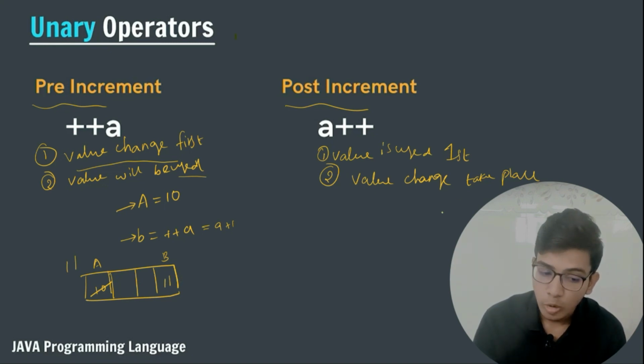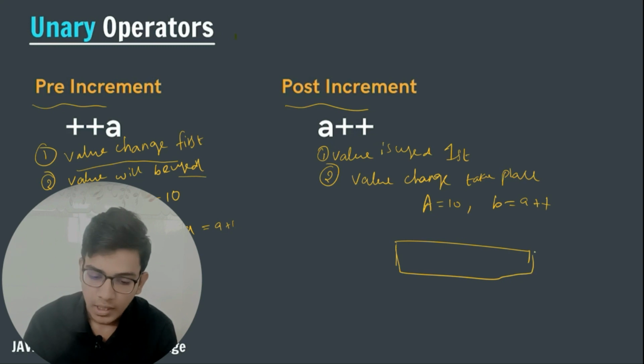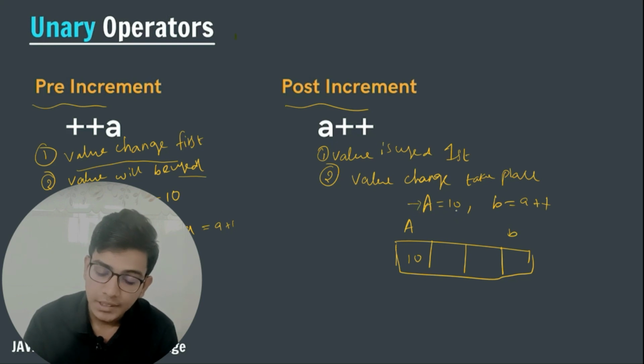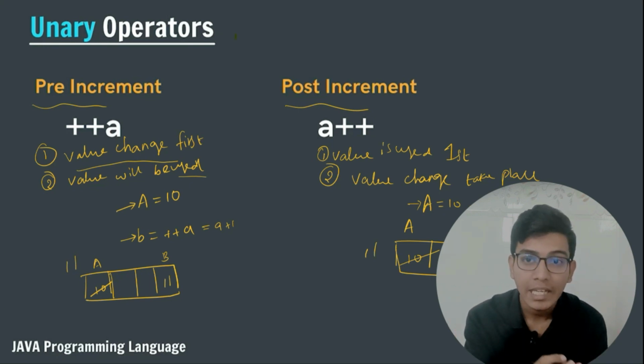But whereas in post increment, let us consider the same example. A is equals to 10 and b is equals to a plus plus. You will see that in the memory allocation, this is the value of a and this is the value of b. So first, in the first statement, we are assigning the value of a is equals to 10. After that, b is equals to a plus plus. So first of all, it will get used first. So b will become 10 first. After that, a will become 11. This is how the difference between pre-increment and post-increment.